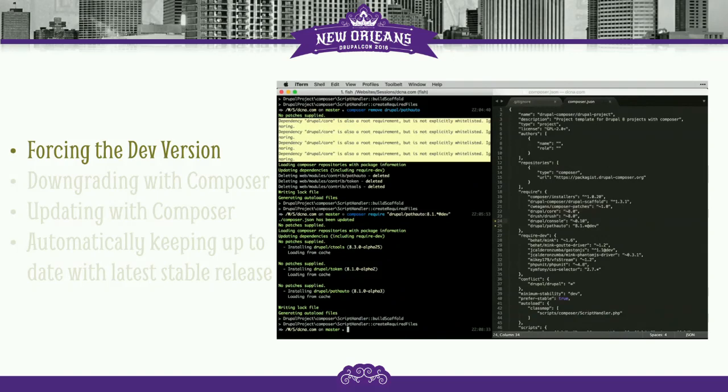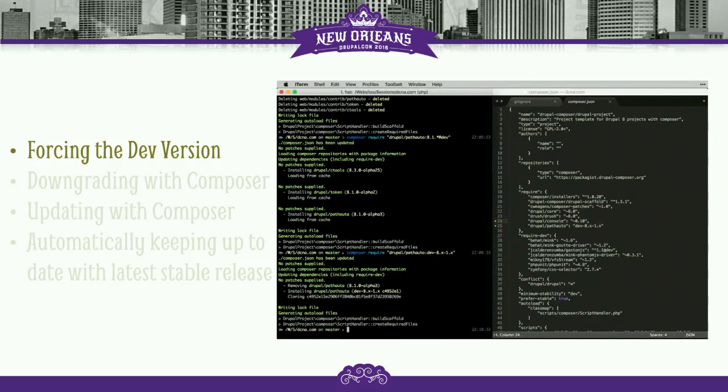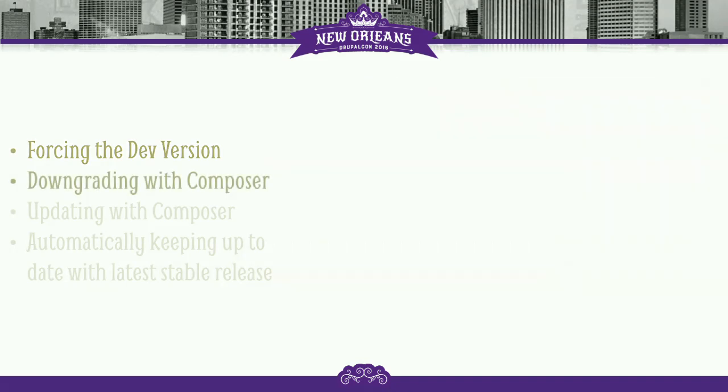Okay, so we're still on forcing the dev version. So I mentioned that you would install it as if it were a Git branch. So you can use dev-8.x-1.x, and that'll give you the actual dev version regardless of whether you have prefer stable set to true. So that'll actually get it for you. Cool. So now you can see that we have version 8.x-1.x C4952E1 installed. So it's an actual hash commit of that module. And now when we run composer update in the future, it'll always be the dev version and not a stable release.